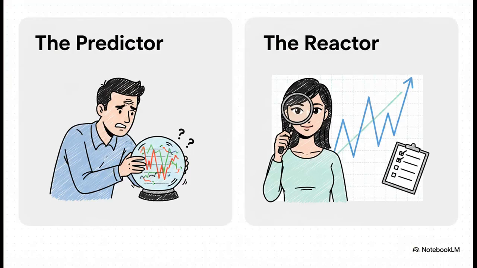And you can see the two paths right here. On the left, you've got the predictor. This person is basically just gambling. They're hoping a level breaks or hoping a level will hold. But then look to the right. That's the reactor. That's who we want to be. The reactor doesn't hope. They wait for proof. They wait for the market to prove the level has broken. And then they wait for a second piece of proof that the market is now respecting it. We're only going to act on confirmed facts, not on a feeling.